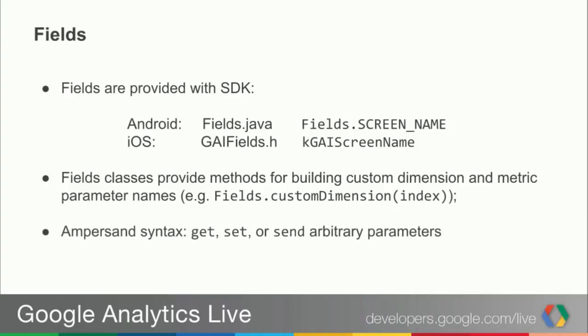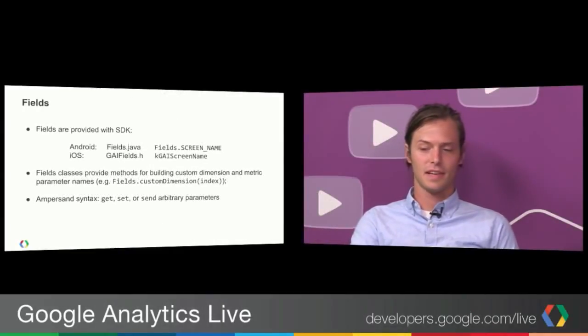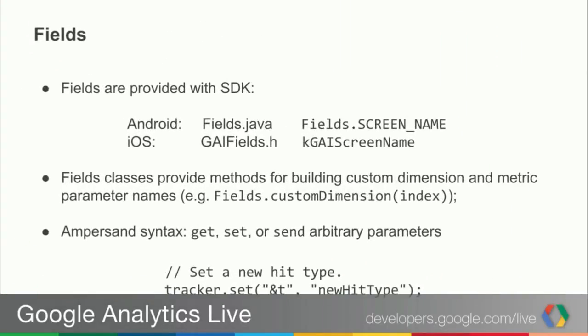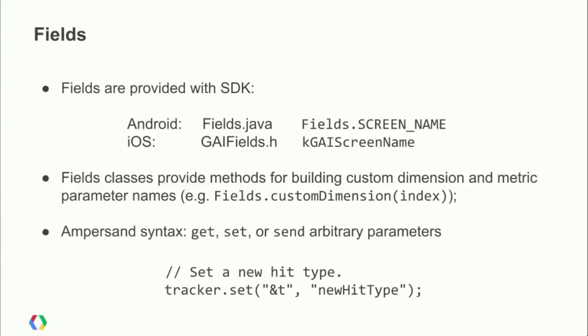And then the last one is what we talked about earlier, where you can use this ampersand syntax to get, set, or send any parameters. The tracker understands the ampersand syntax, and so if you look at your measurement protocol, all the parameters there can be set using the ampersand. Ampersand T, for example, would be the hit type. So this would be an example for a new hit type that we release in the future. But you could send any measurement protocol parameter this way.